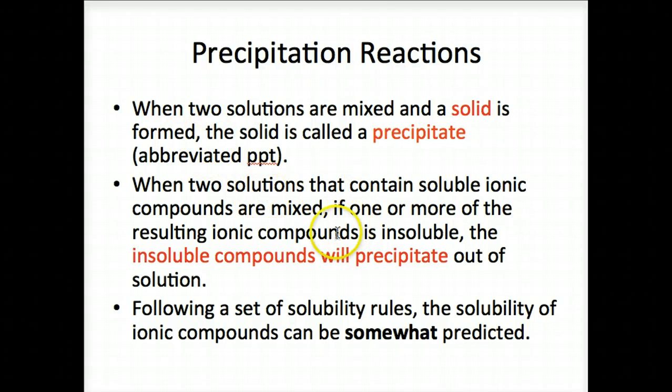When two solutions that contain soluble ionic compounds are mixed, if one or more of the resulting ionic compounds is insoluble, the insoluble compounds will precipitate out of solution. They literally fall out of solution. They become solids. They settle to the bottom of the beaker. Following a set of solubility rules, the solubility of ionic compounds can be somewhat predicted.